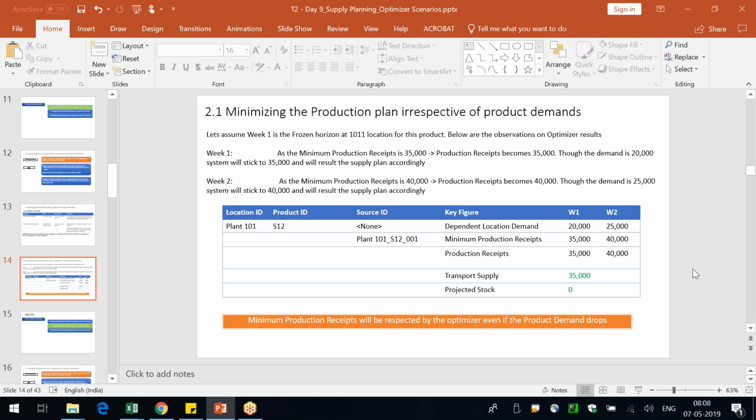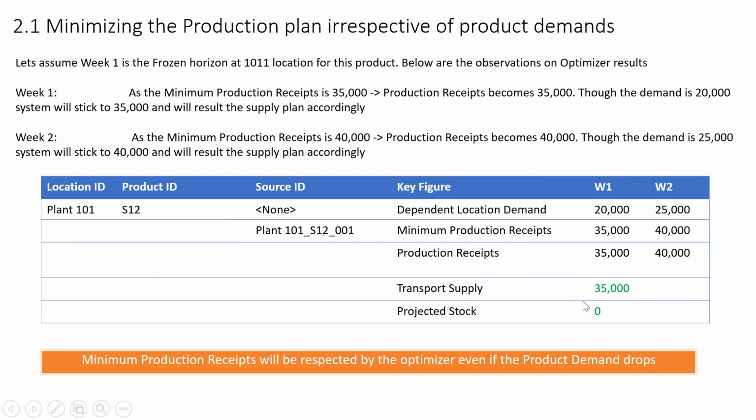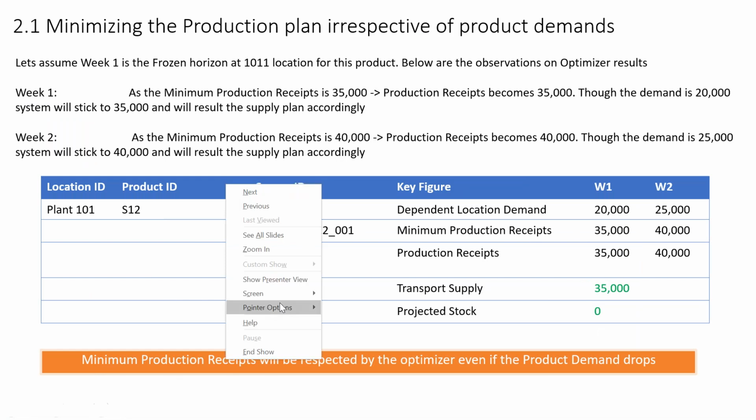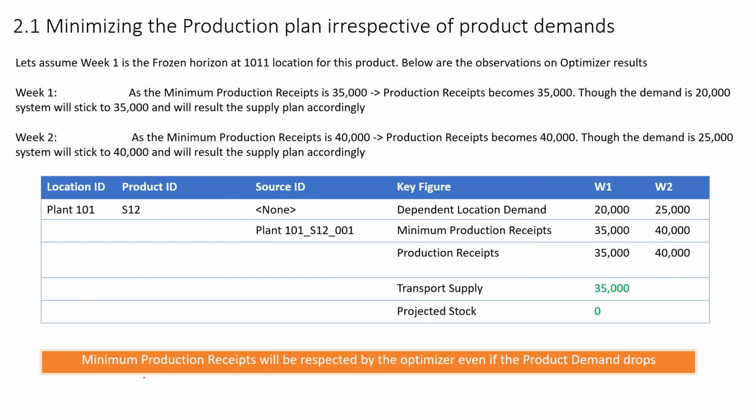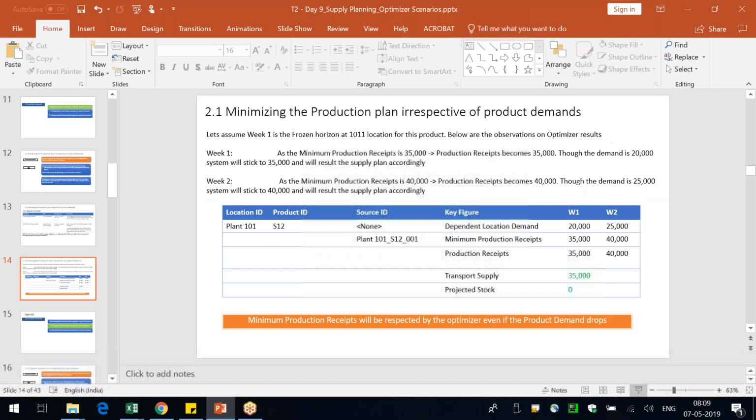Yeah, but let's come back to this minimum thing. So what is the key takeaway here? This is a key takeaway: minimum production receipts will be respected by the optimizer even if the product demand drops. Okay, that is a key takeaway.